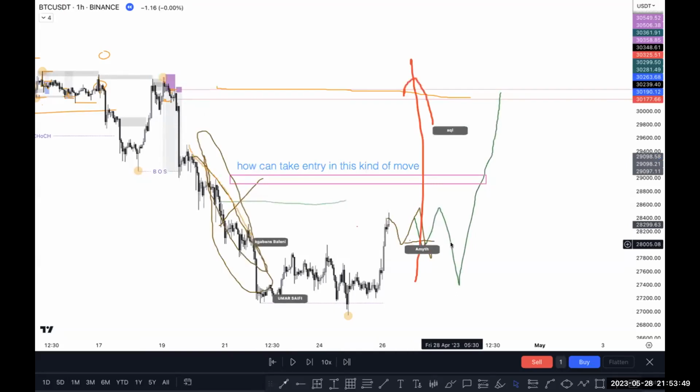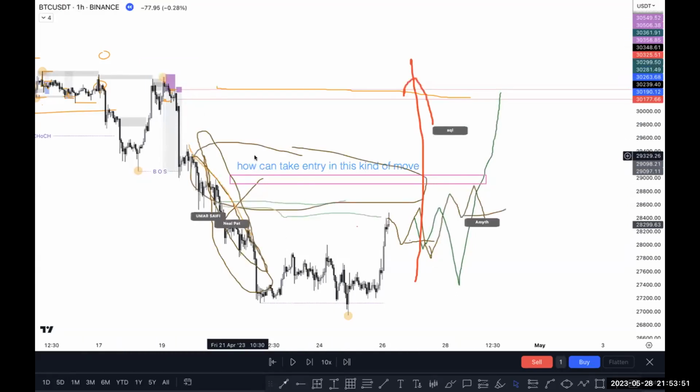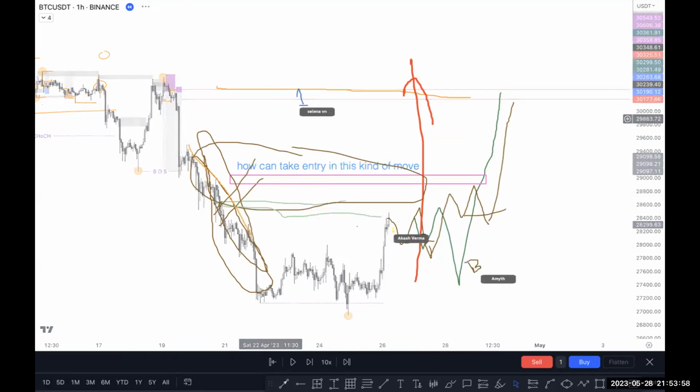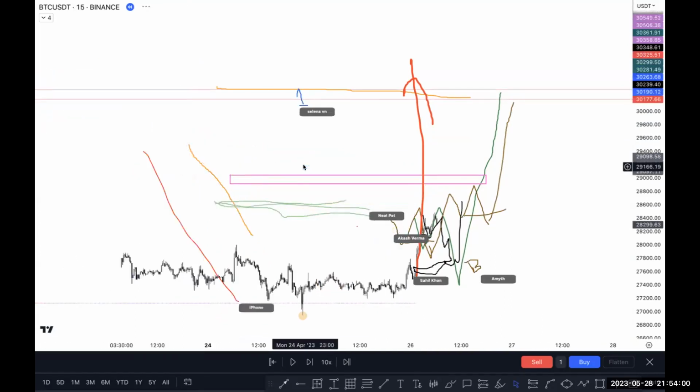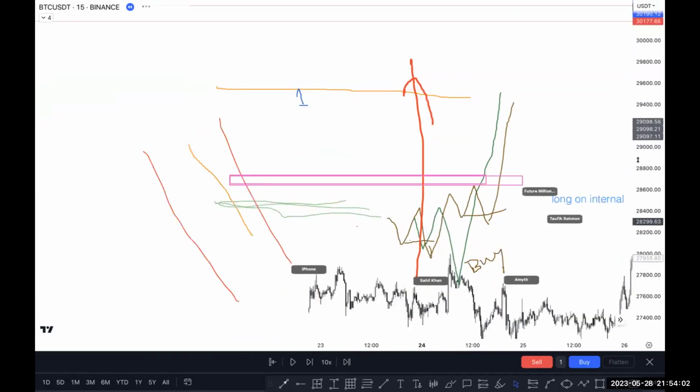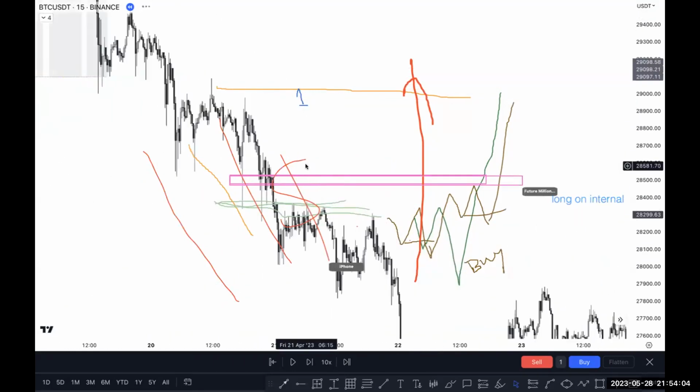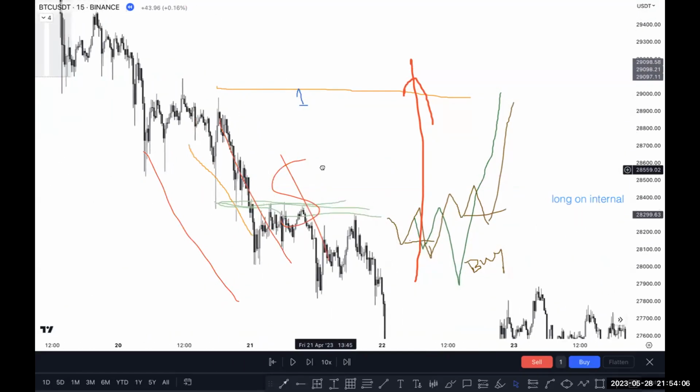But if you are willing to take a risk in this case, because this is a 1 hour time frame. But when you see same scenario in a 15 minute, then you will see so many possible entries here. Let me show you exactly, because in every time frame you can't get entry like 1 hour, 4 hour, every time frame is different.